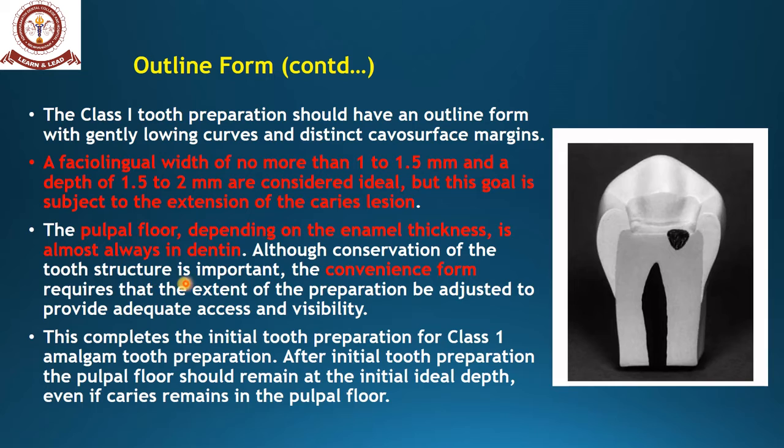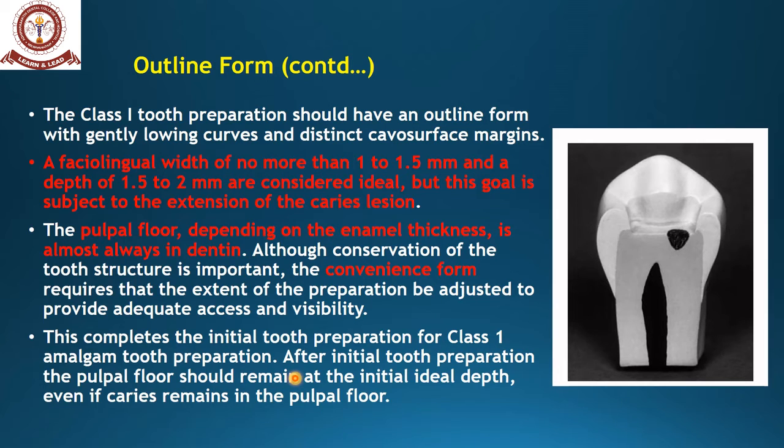Although conservation of the tooth structure is important, for example, if you are making a faciolingual width of 1 to 1.5 mm, you are telling that it is an ideal, but the instruments which you are having are not even going inside the cavity, then there is no convenience form. So the conservation of the tooth structure is important. In a similar way, convenience form also is important. Convenience form requires that the extent of the preparation be adjusted to provide adequate access and visibility to the cavity. This completes the initial tooth preparation for class 1 amalgam tooth preparation.